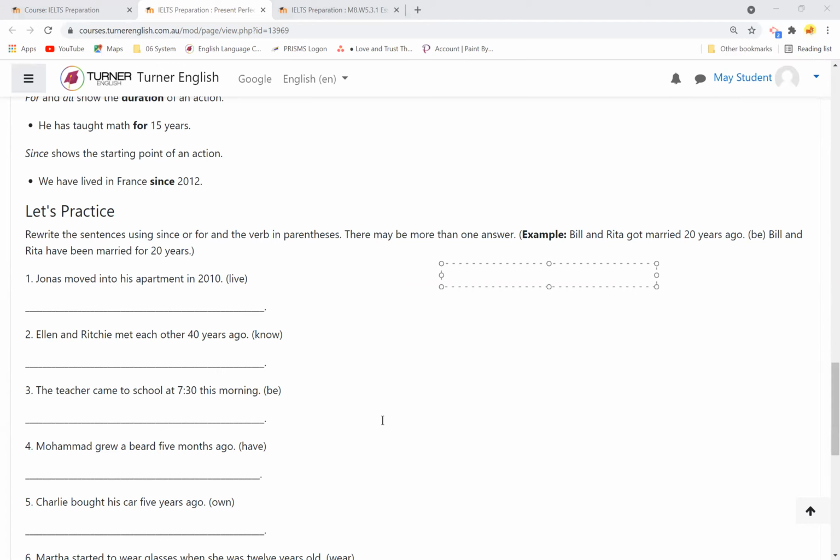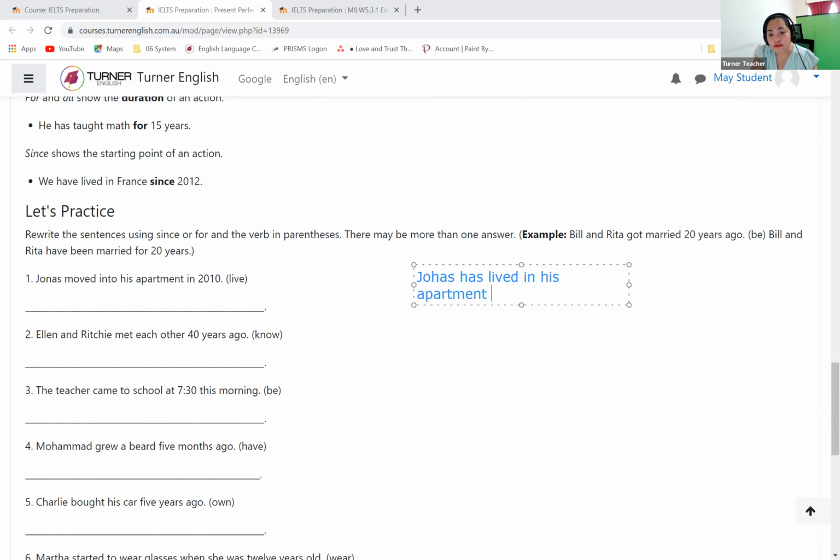Jonas moved into his apartment in 2010. Okay, so if we want to use for, we want to say the duration of the action. So we're going to use the word live. Remember that the live has to be in past participle. So it is possible to say that Jonas has lived in his apartment for more than 2 decades.